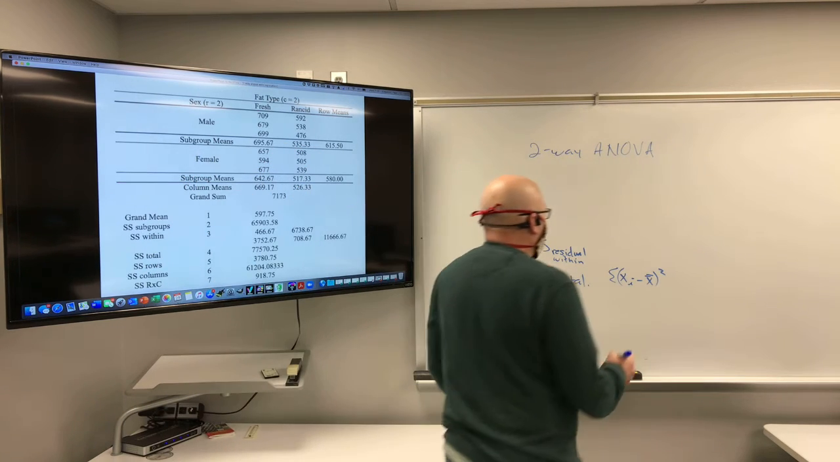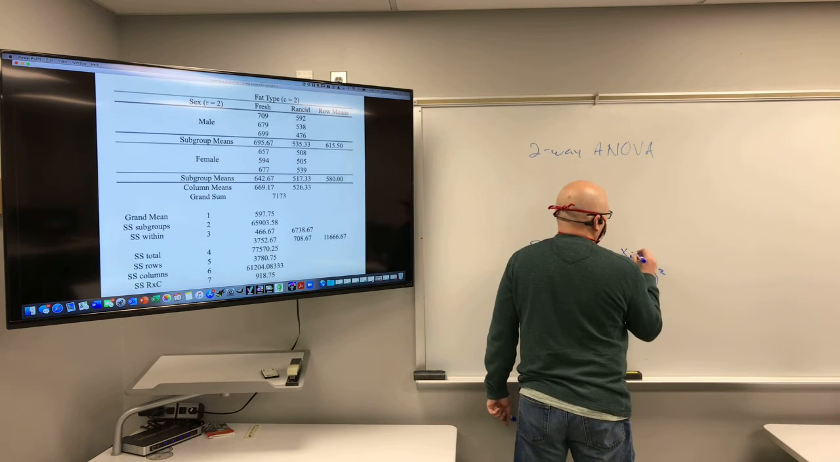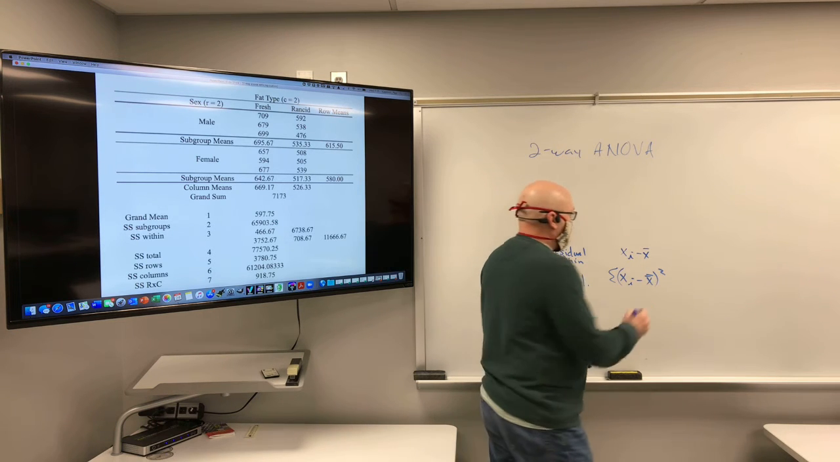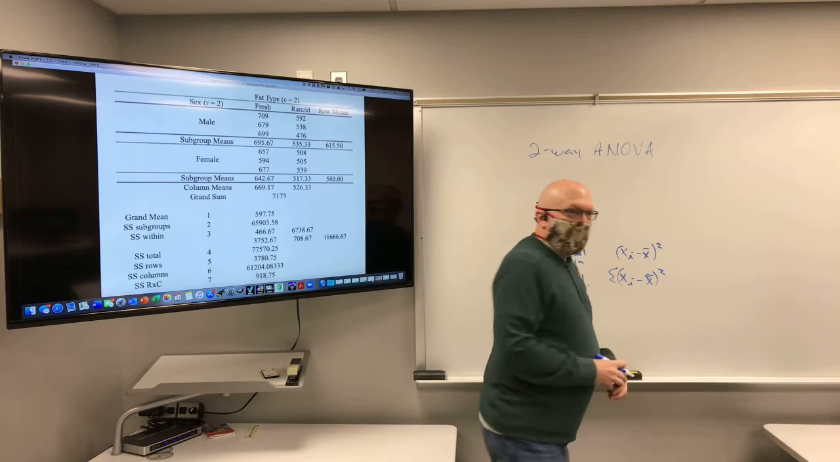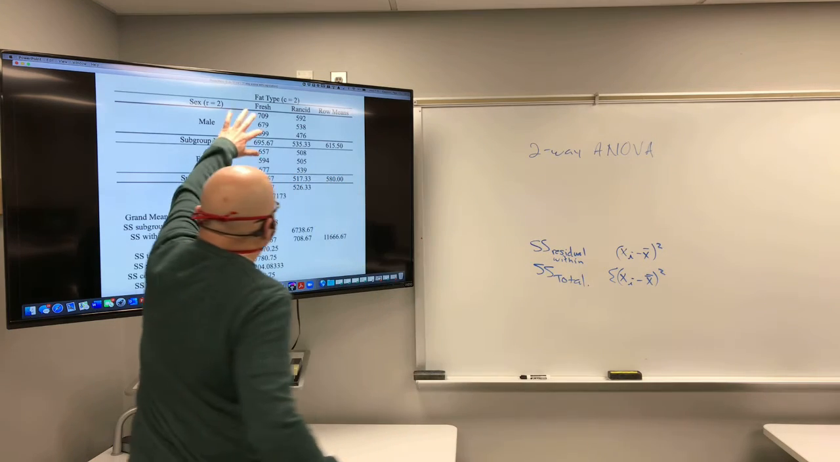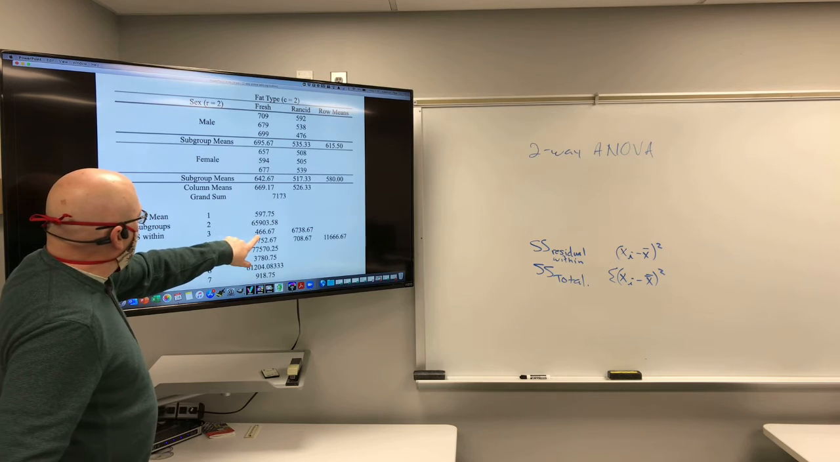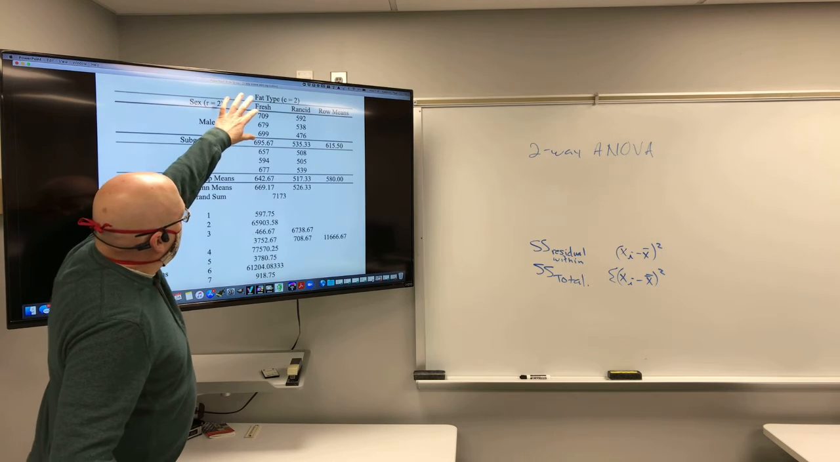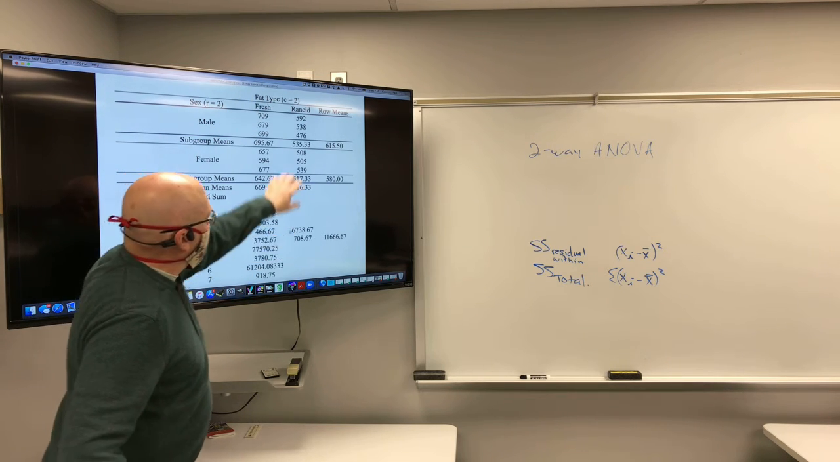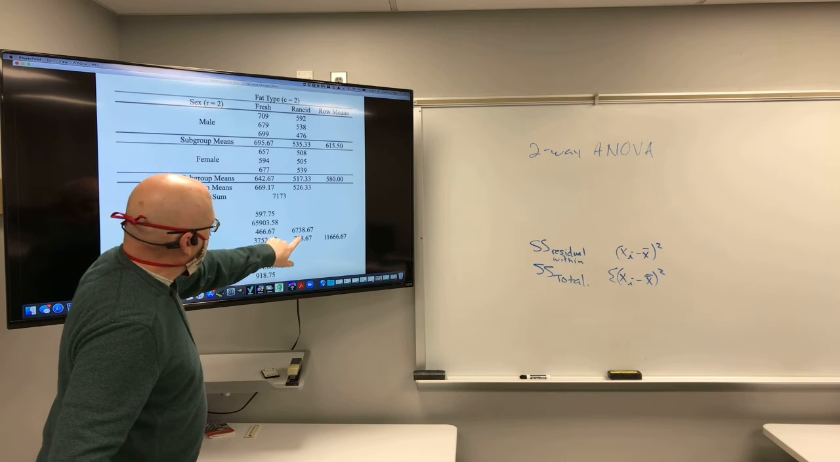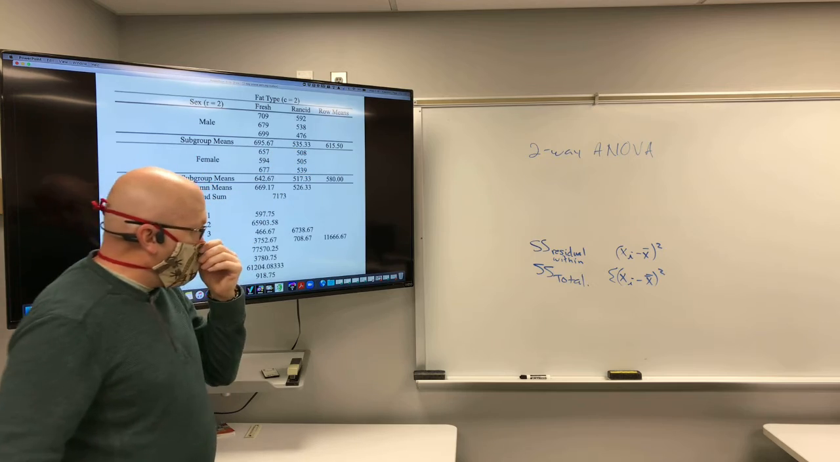So in this case, it's the individual values minus the sample mean, not the grand mean, squared. And we do that for that, and that, add them all up. This is the sum squares within for this category. This is the sum squares within for this category. This is the sum squares within for this category. This is the sum squares within for this category.